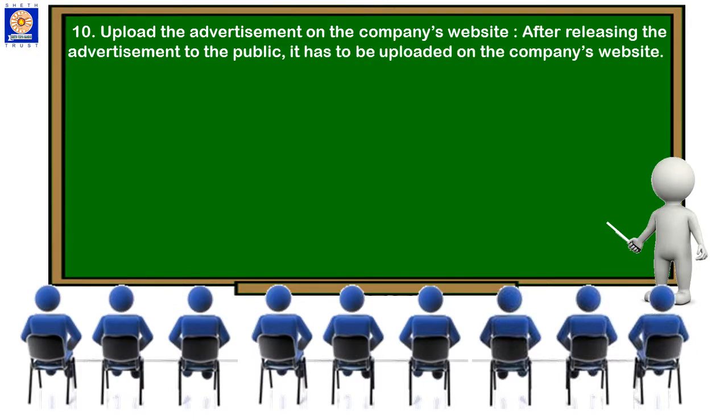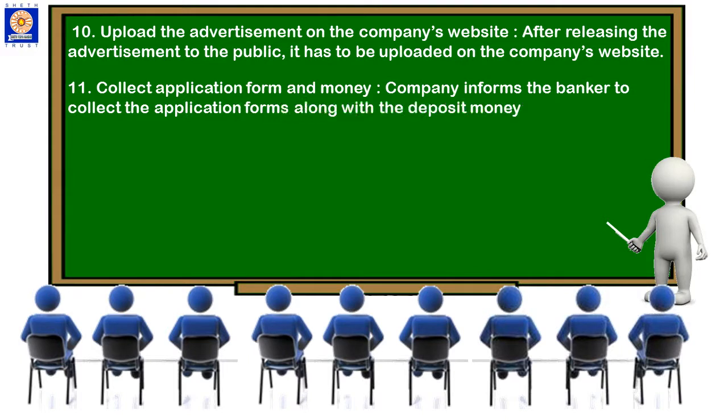After publishing the advertisement in the newspaper about the acceptance of deposits, the company can upload the advertisement on the company's website. It has to be uploaded on the company's website. Collect application form and money. As we have appointed the banker in the procedure, the company informs the banker to collect the application form along with the deposit money from the interested applicants.